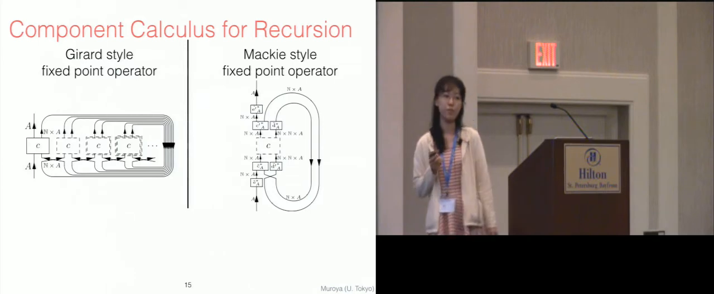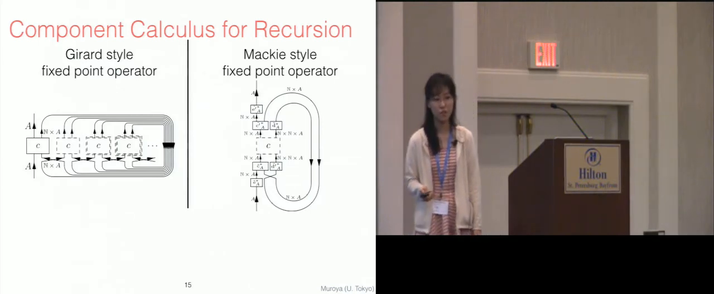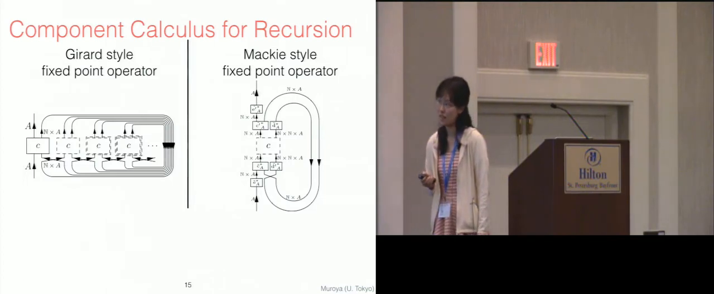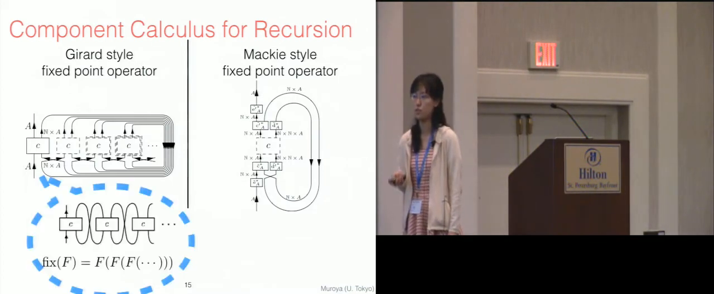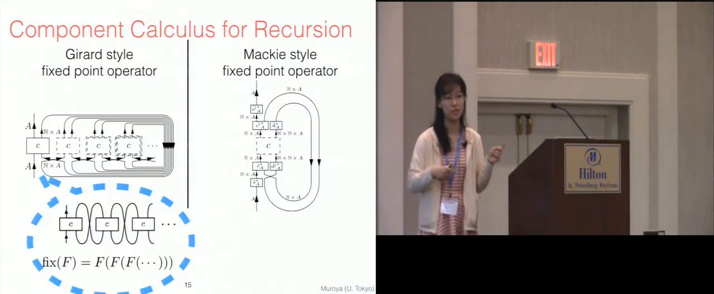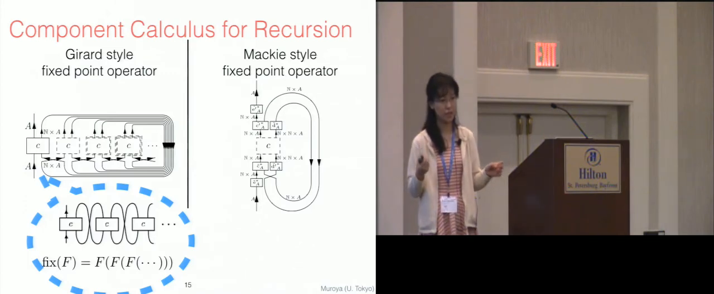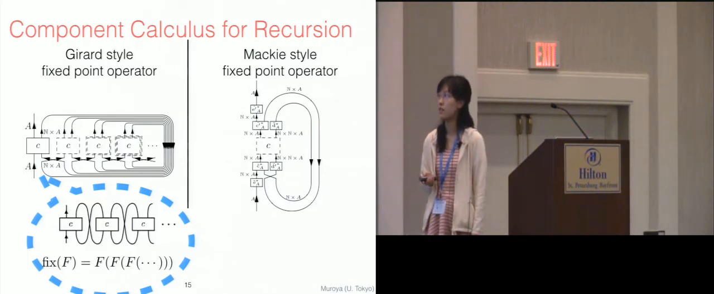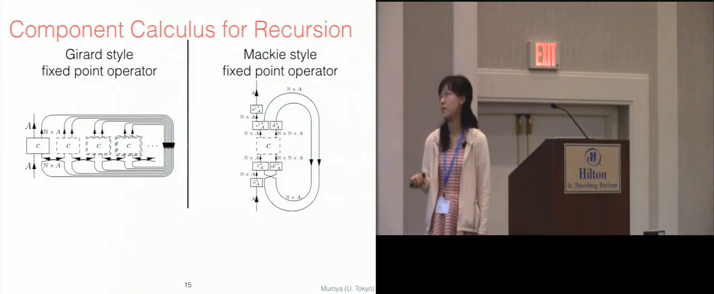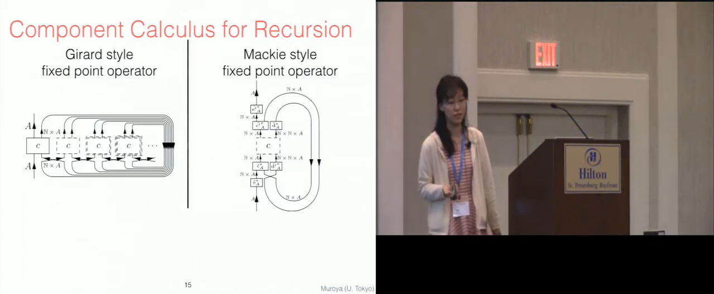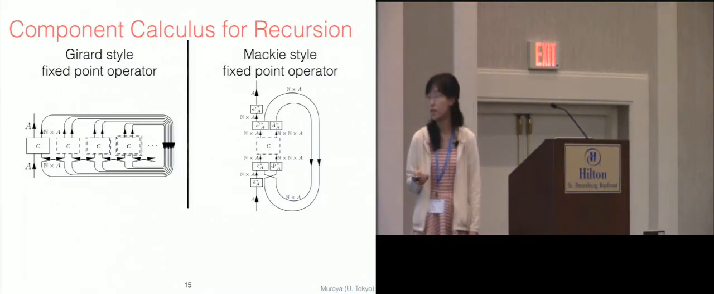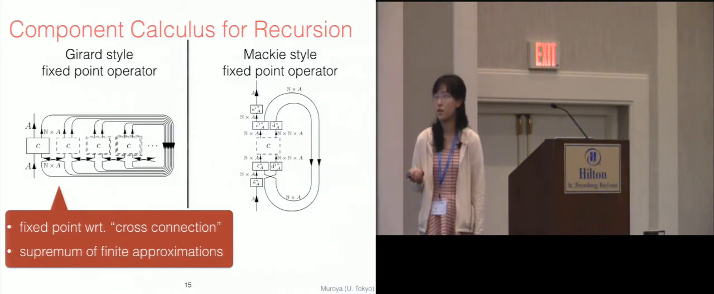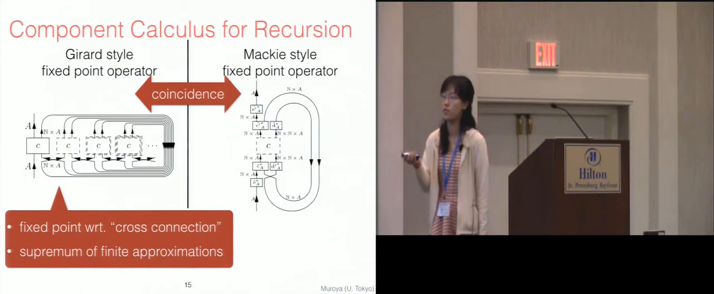Okay, and now we move to translate recursion. We define another two operators on transducers. One we call the Girard-style fixed point operator. It is defined with the intuition of making an infinite chain of cross connections, which corresponds to infinitely many self-applications of some function, often used to interpret recursion in denotational semantics. And the other operator is the Mackie-style fixed point operator. Here we add two self-feedback loops to a component. One of the main contributions of our current work is to investigate the properties of these two operators, namely two characterizations of the Girard-style operator and the coincidence of these two styles. So let me go through these properties.